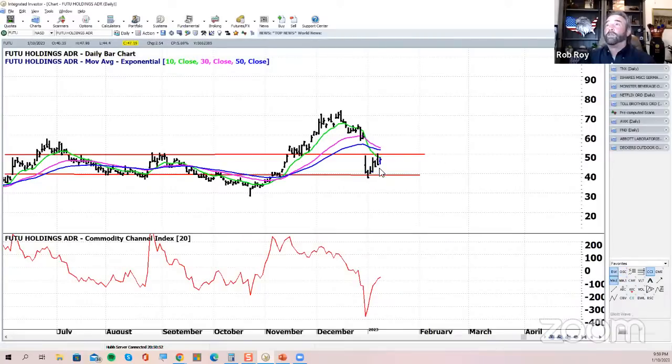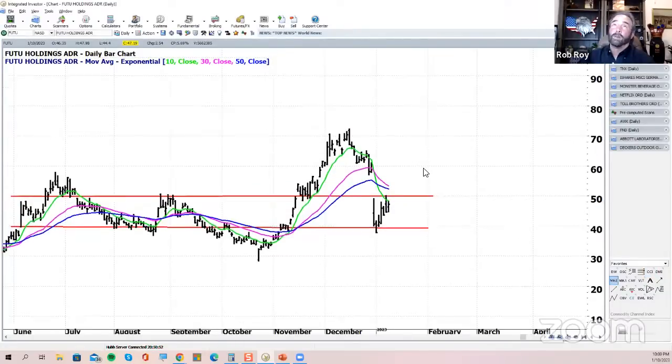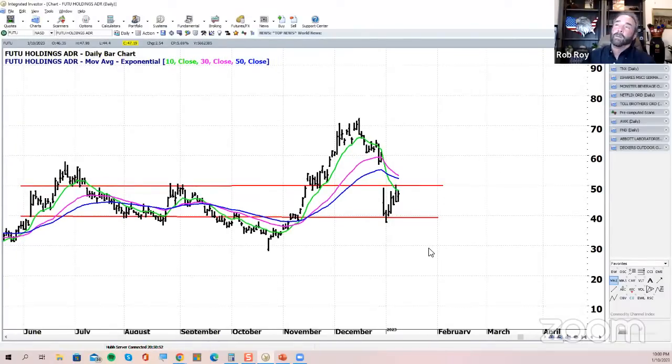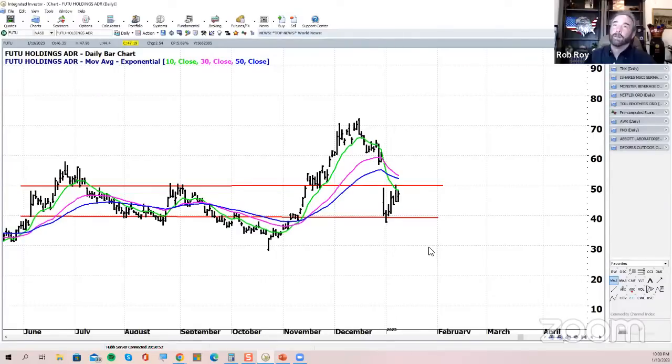So anyway, I'd want to see if it can first get above the 10-day moving average, and far more importantly, get above 50. If it gets above 50, then I think you go long again. Well, no man's land right now, but those are the two levels. They're pretty clear, I think, for everybody to see.